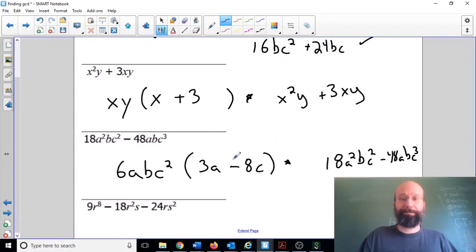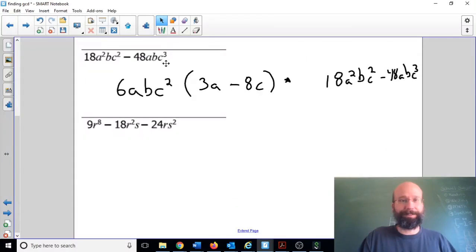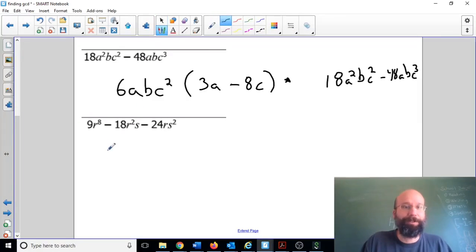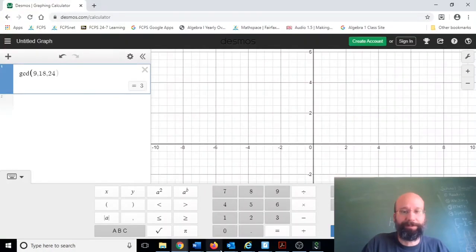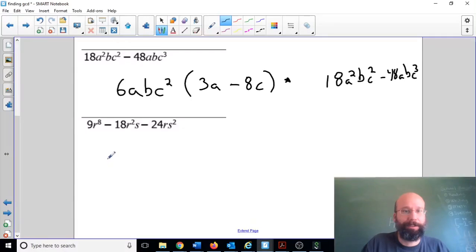I sped up a little bit because at this point, this is just a review. Just examples. So now we have 9, 18, and 24. So put in our 3 numbers in Desmos. Our GCF is 3. So we know our number is 3.